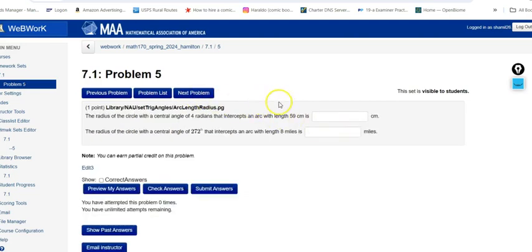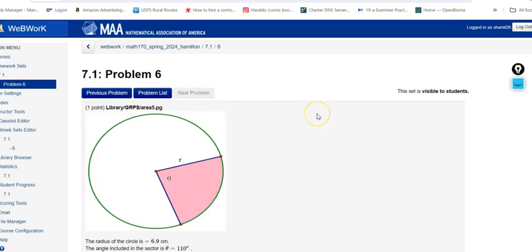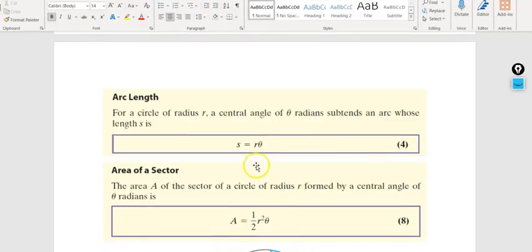Okay, so let's look at problems 5 and 6. That comes to these formulas in yellow. These formulas are not given on the final. You will have a formula sheet, but you won't have these formulas. You must memorize them.